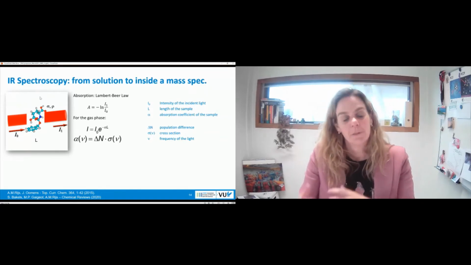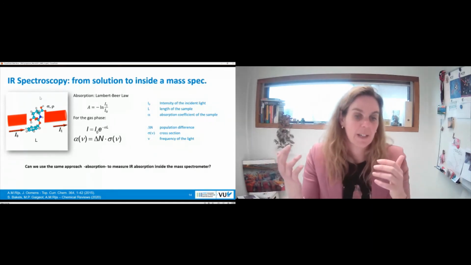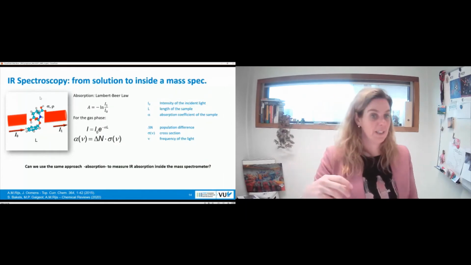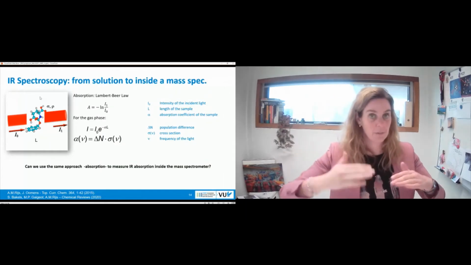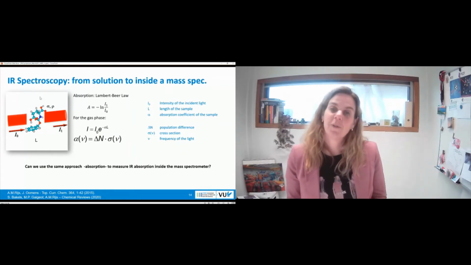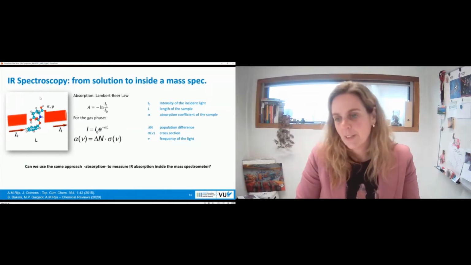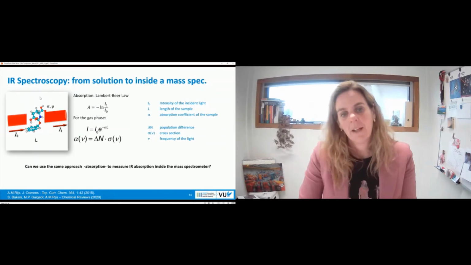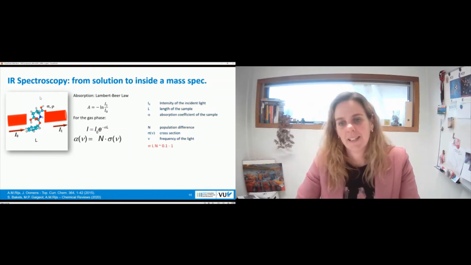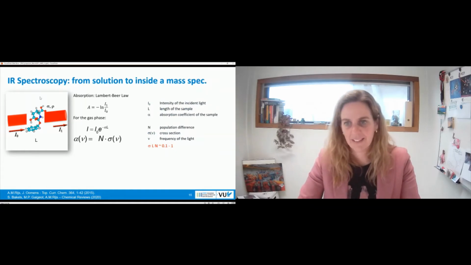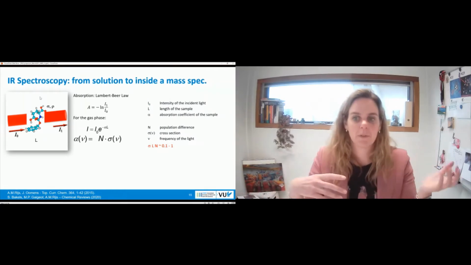So if you're in the mass spectrometer, the question I would like to ask is, can you use the same approach, to measure absorption using Lambert-Beer, by looking at the ratio between incoming and outcoming beam, to measure infrared absorption inside the mass spectrometer? To answer this question, we need some facts. Typically, if we measure an absorption, we want sigma alpha L, which is the same as sigma L n, to be between 0.1 and 1.